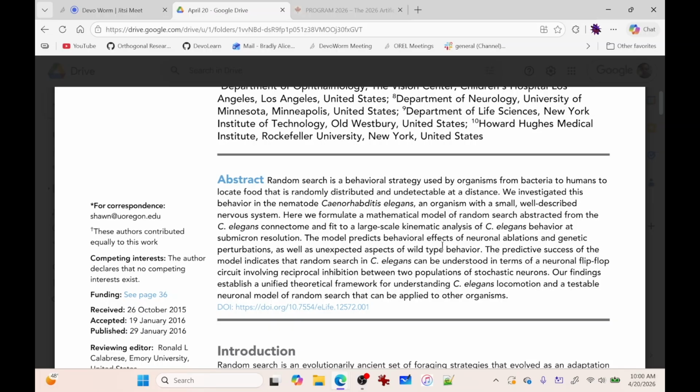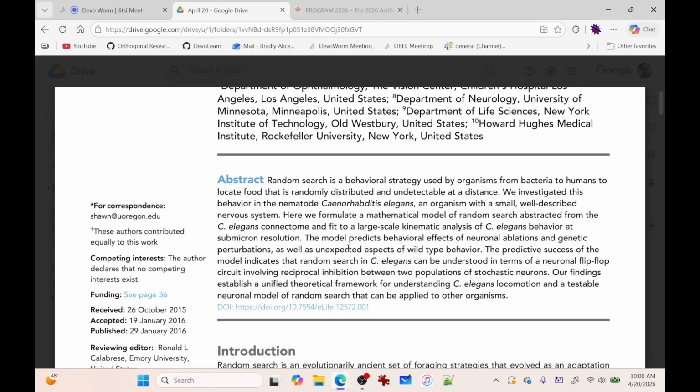The model predicts behavioral effects of neuronal ablations and genetic perturbations, as well as unexpected aspects of wild-type behavior. Wild-type behavior being the worms that are the default, or wild-type, genetic strain, as opposed to mutant strains that exhibit different types of behavioral deficits or other types of behavioral competencies that you might expect from a standard C. elegans.